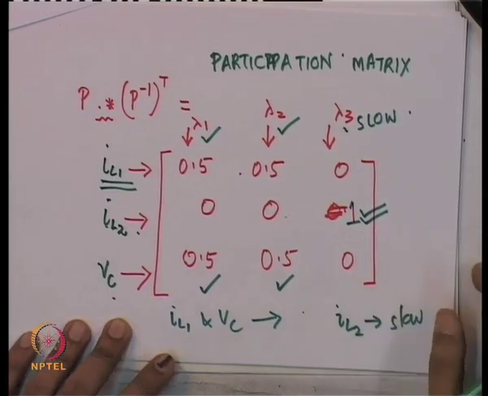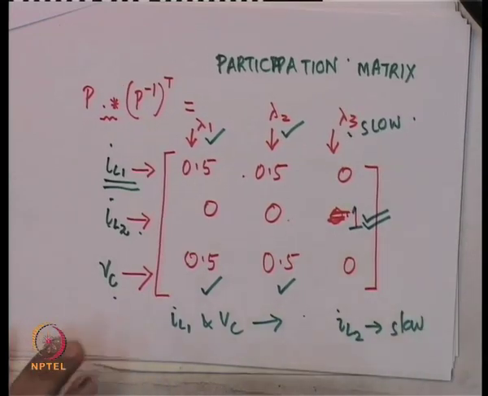So, if you take out this participation matrix, we are able to tell which states are associated with which modes. Of course, there may be situations in which many states are associated with a certain mode, like for example, IL 1 and V c are both associated with the fast transient. So, you have to consider them together whenever you do fast transient modeling. Fast transient modeling means the slow transients are assumed to be frozen in the pre-disturbance state. So, this is a very important concept called participation.